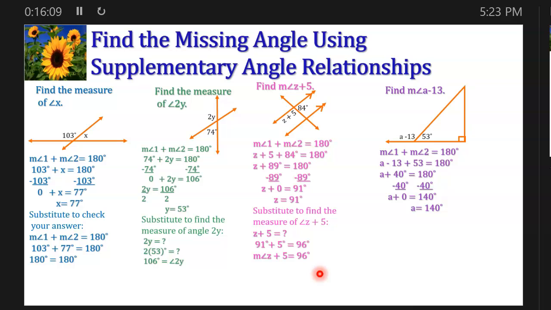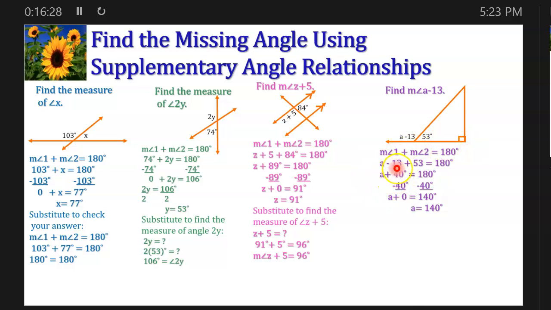Okay, the fourth example. We have the measure of angle 1, which is A minus 13, plus the measure of angle 2, which is this 53. This is an exterior angle that's connected to this triangle. However, both of those are creating this straight line here, so they are supplementary.